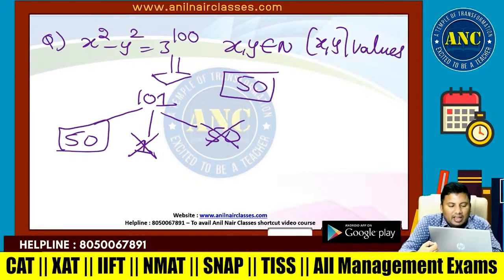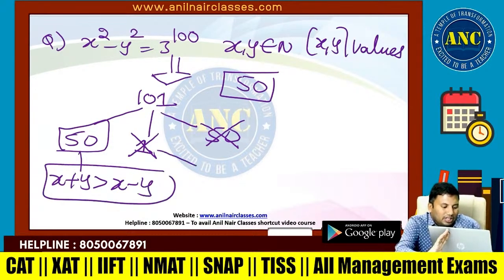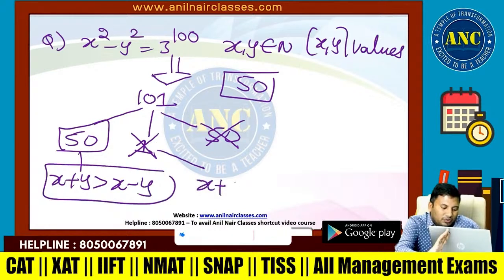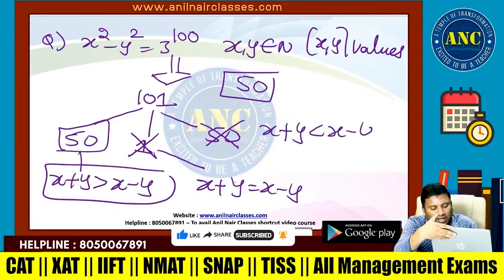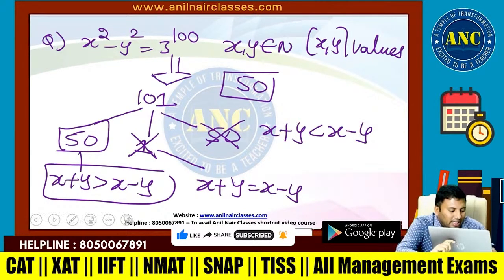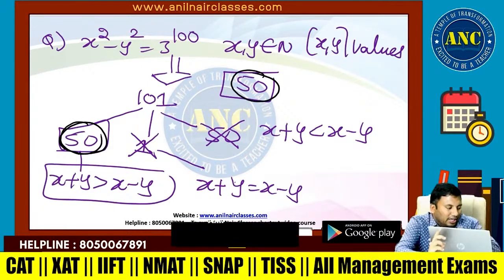Depending upon whether the right hand side is a perfect square, 2 logics will come, so I am not discussing any logic now. This is the case where x plus y is greater than x minus y. This case is x plus y equivalent to x minus y. This case is x plus y less than x minus y. The middle one is eliminated. So the answer for this question is 50.